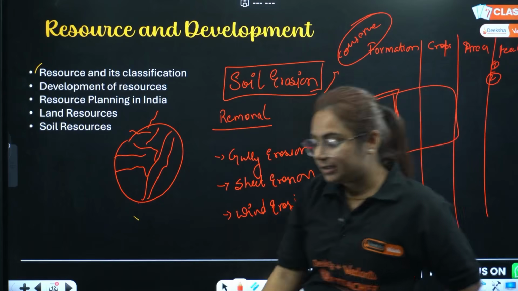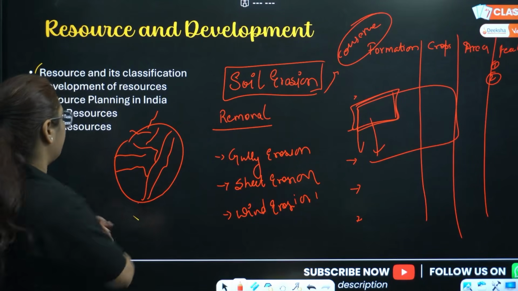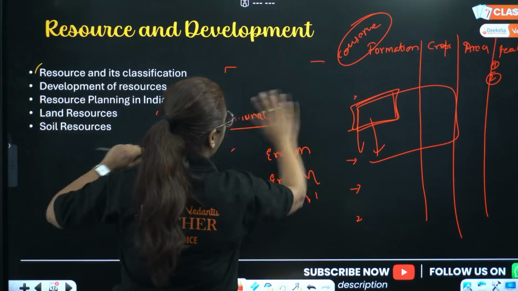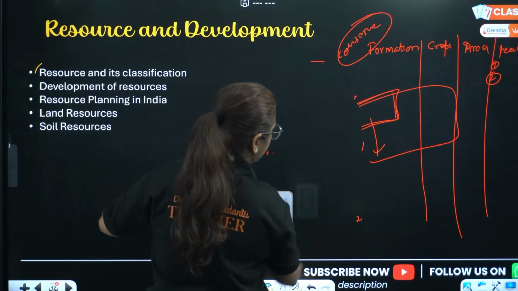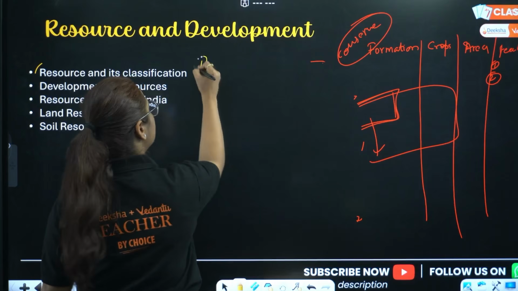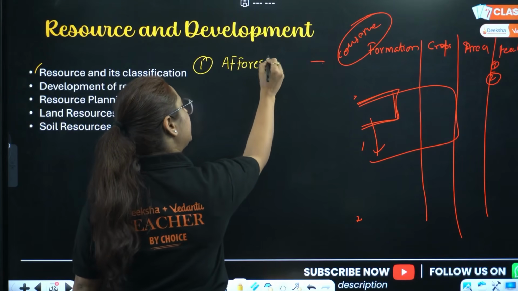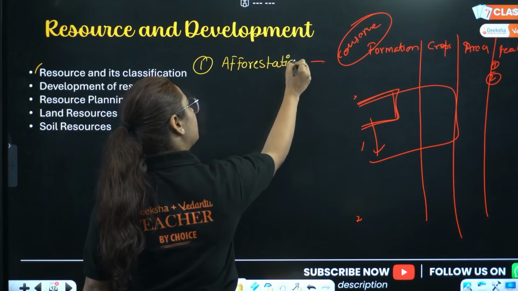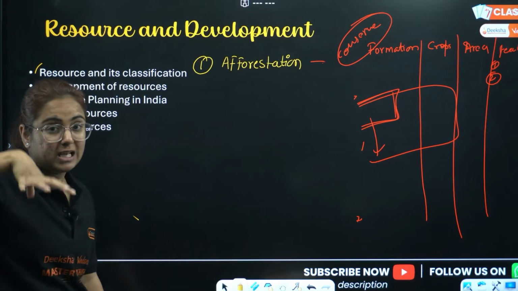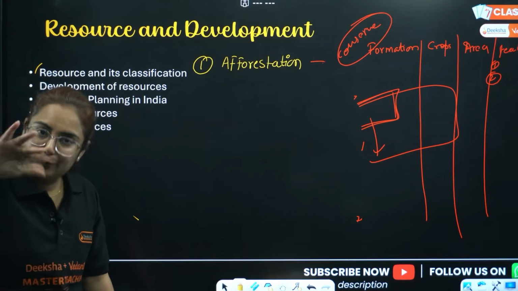So we have shelter belts, terrace farming. Like what are shelter belts? I'll tell you everything. So what are the ways in which soil erosion can be prevented? Soil erosion can be prevented by various forms, students. First of all is afforestation. When you grow forest, the roots grab the soil and do not allow it to flow away.